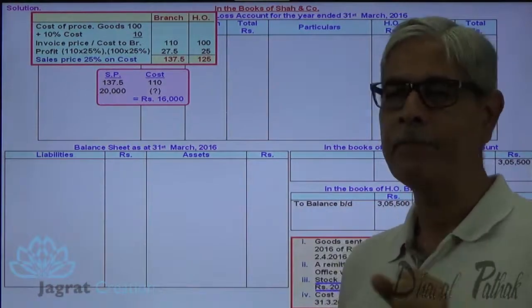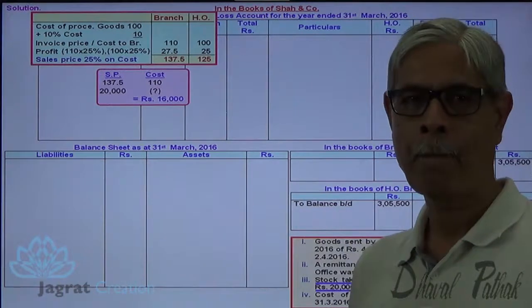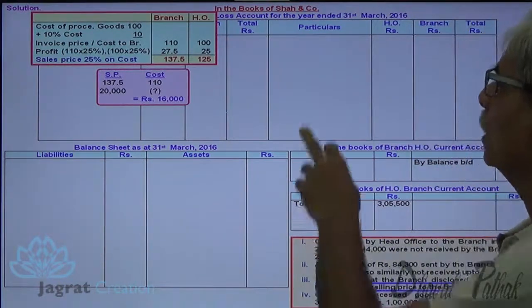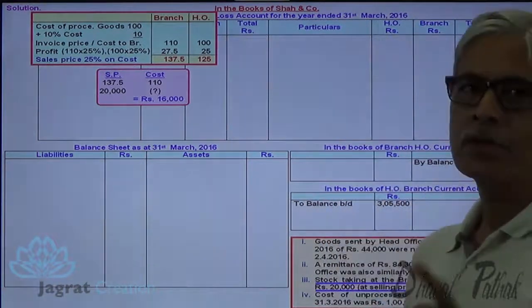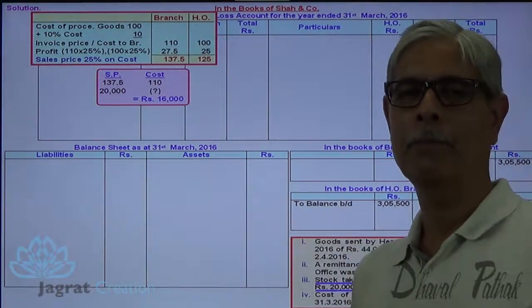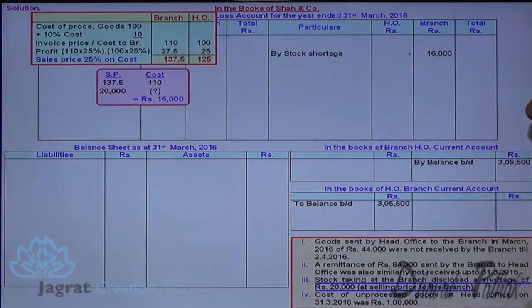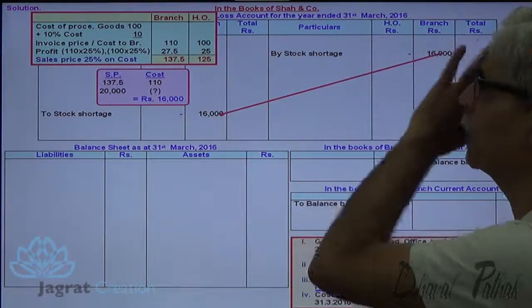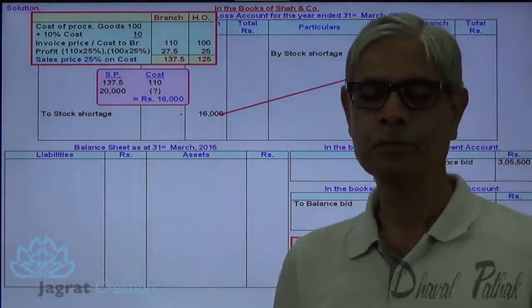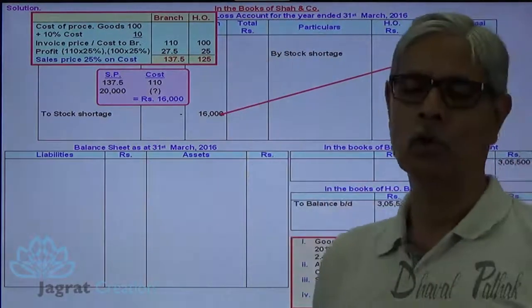Now, what is the effect of this 16,000? The effect of this 16,000 is, as goods go out, trading account of branch will be credited and profit and loss account of the branch will be debited. So here the trading account is credited and profit and loss account is to be debited. So this is the shortage entries recorded. Now this shortage has to be recorded in the total column.